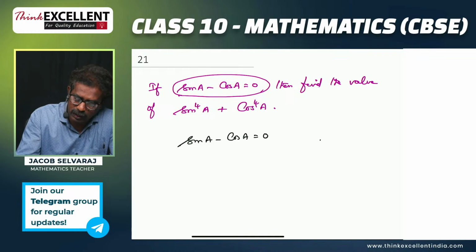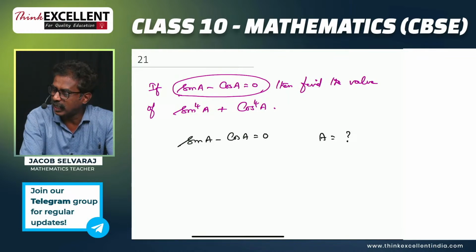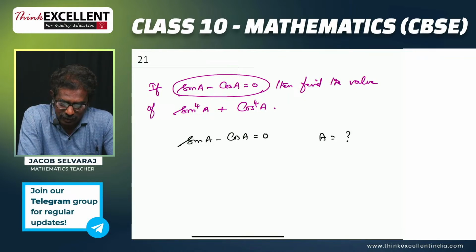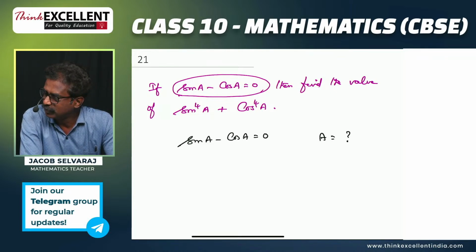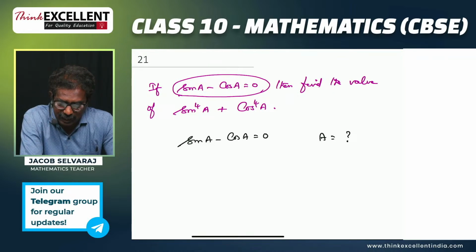Sin a minus cos a equal to 0. Can you say what is a here? If you know, give your answer in the chat section. Sin a minus cos a equal to 0, then what is a value? If you know that, immediately you can do that, right? Can you say what is a value?